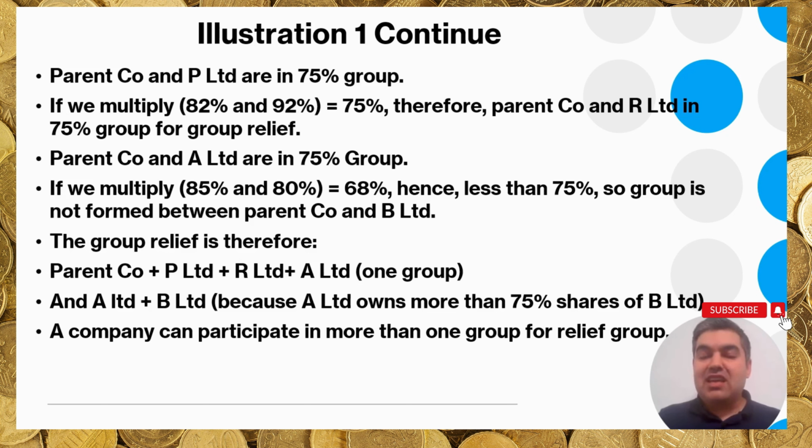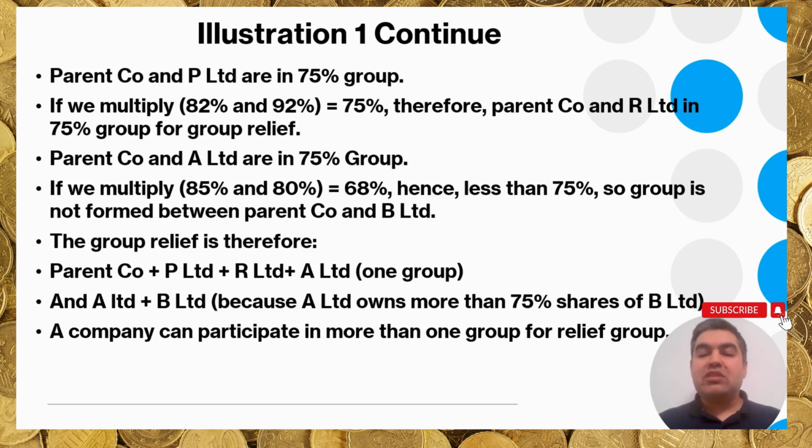The easy mark for you is that Parent Co and P Limited are in a 75% group. Remember, Parent Co holds directly 75% of P Limited, so obviously you get 1 mark. Now let's see if Parent Co is also holding 75% of R Limited. To work it out, you need to multiply 82% and 92% together, which gives you 75%. Therefore, Parent Co is also holding R Limited, so all form a 75% group for group relief.